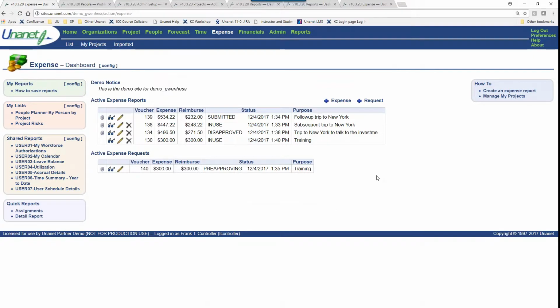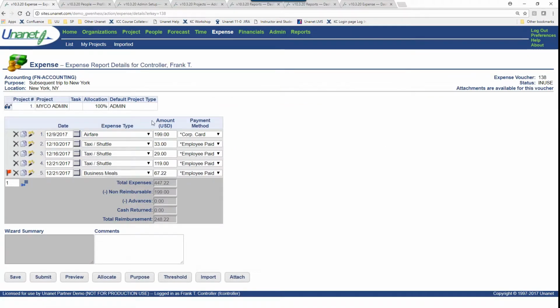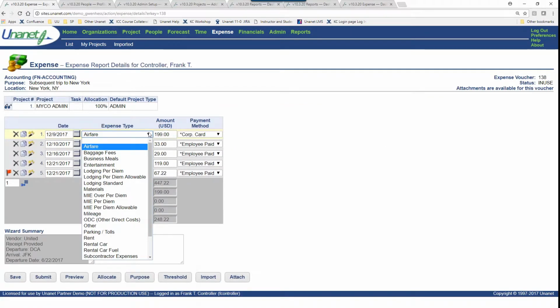So here I am in Uninet, on my expense dashboard, and I'm looking at the expense reports I have out there. I'm just going to edit one of these, and I can see that I have, again, a lot of different expense types available to me.